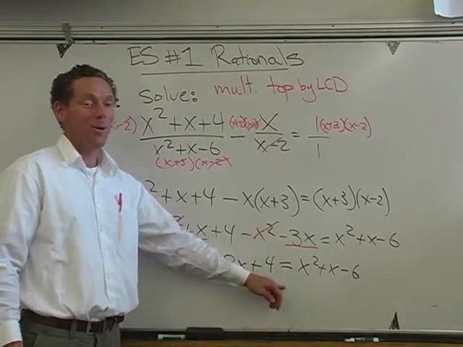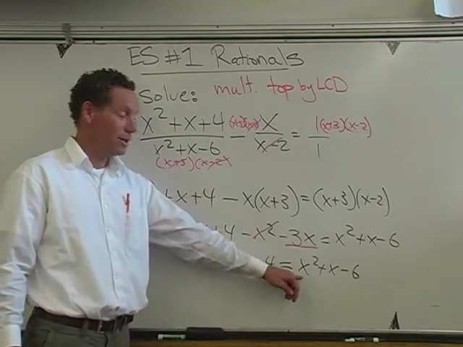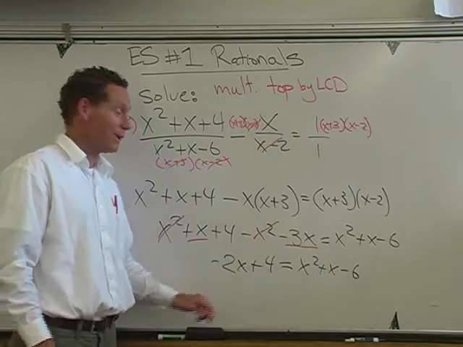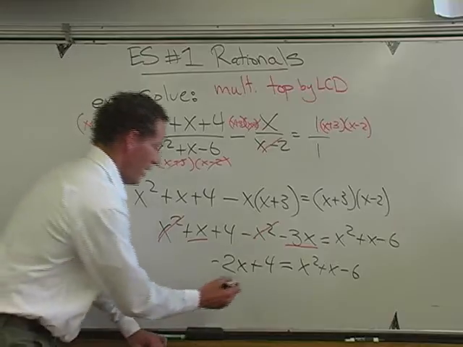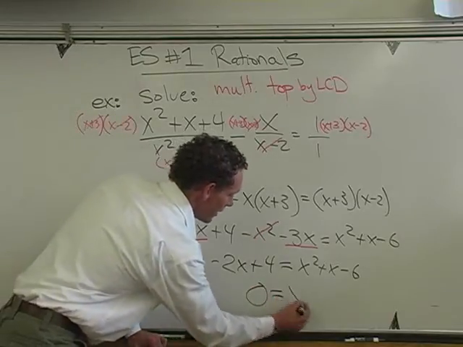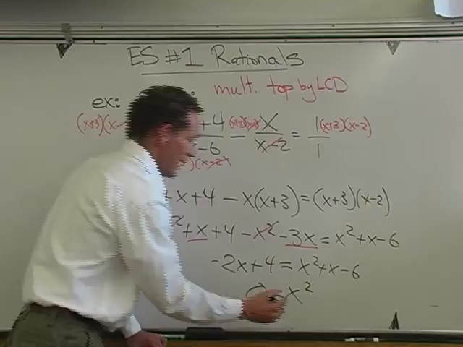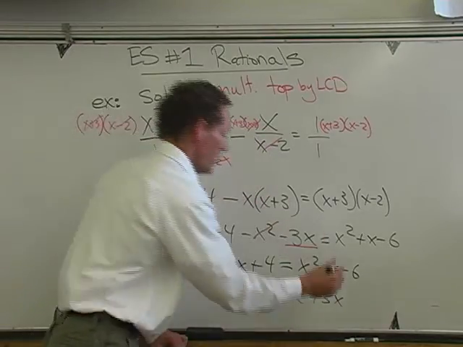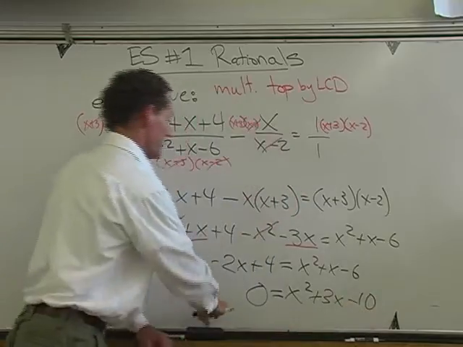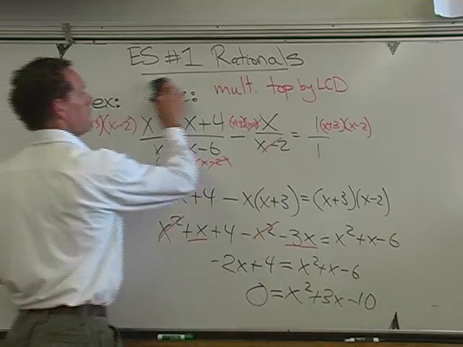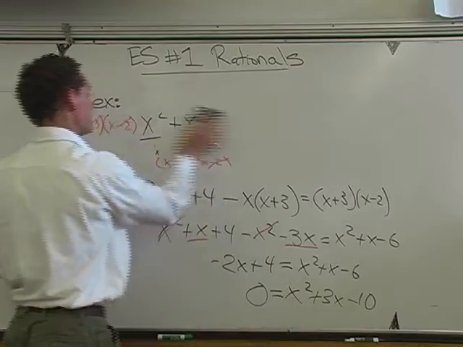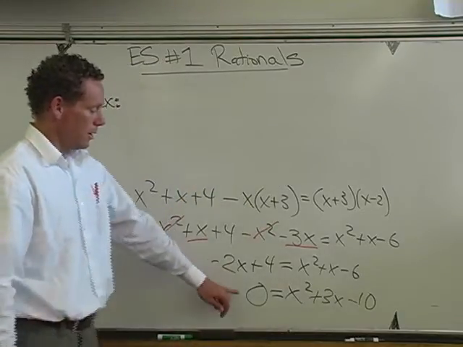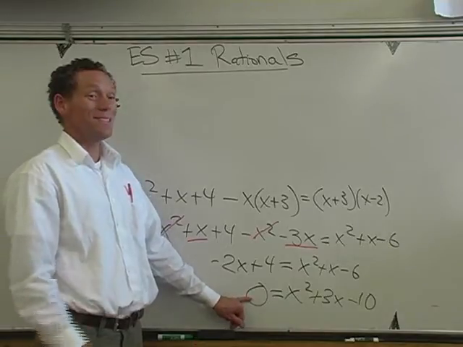Good. And so at this point, because we have positive x squared over here, we're going to move stuff over to the right, so we have 0 on this side. All right. Let's see if I can do that correctly. So we have x squared, we add 2x to both sides, and we subtract 4 from both sides to give us this. Okay. 0 equals x squared plus 3x minus 10.